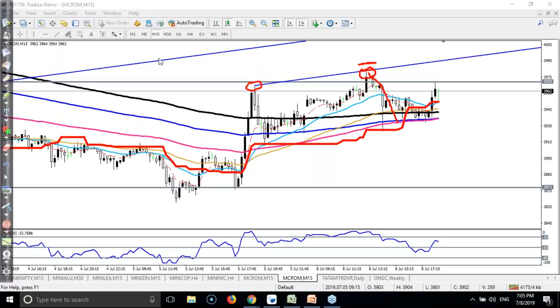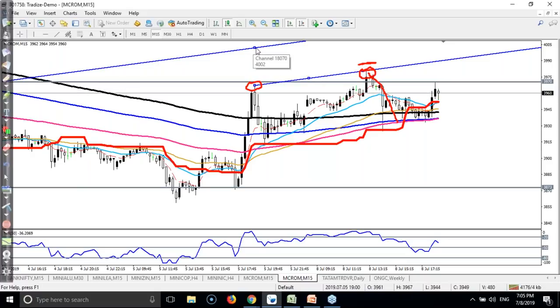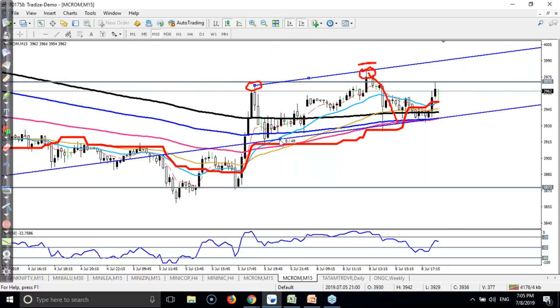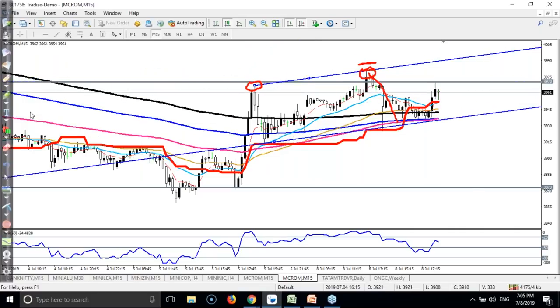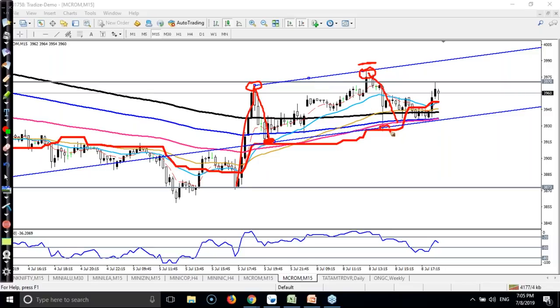Later what I did, I made this resistance, and after that I just pushed this line down and connected this previous lower point. Have you seen? This was a higher point and price just fell down and I connected this area. So later you can see this is my supporting range. That is why when the market came near this area, have you seen this area?